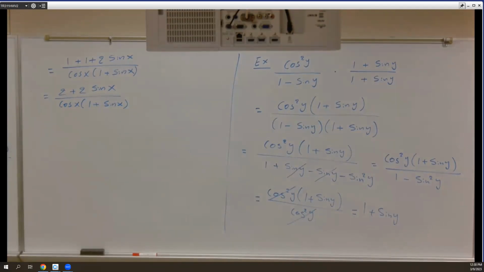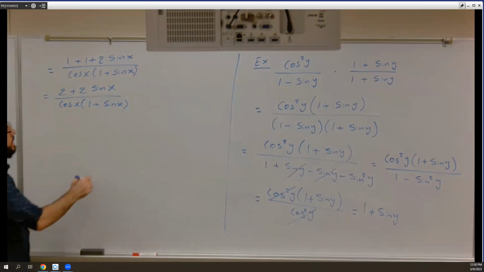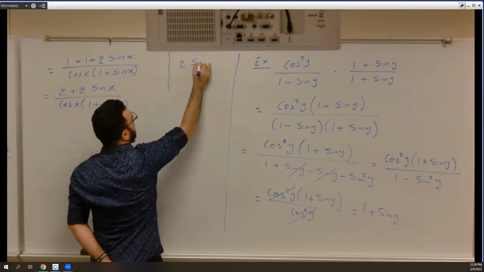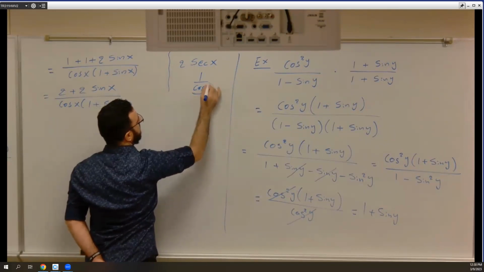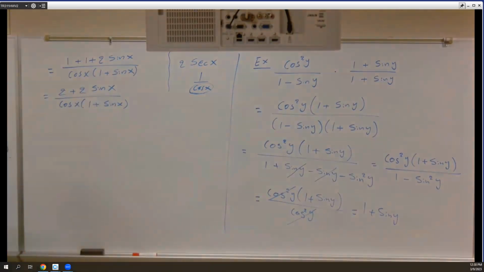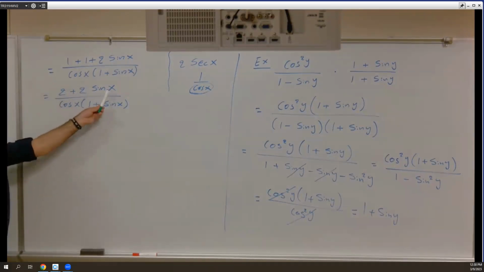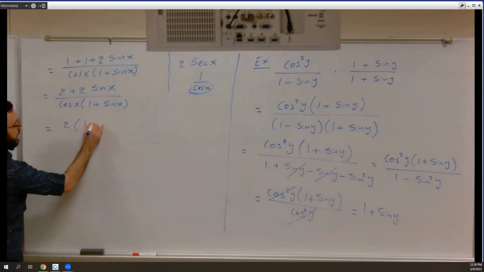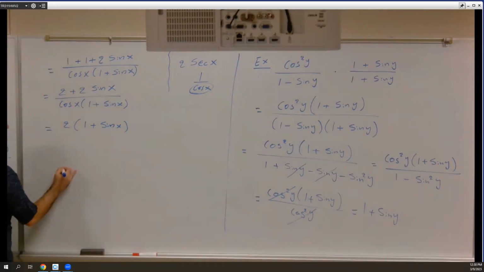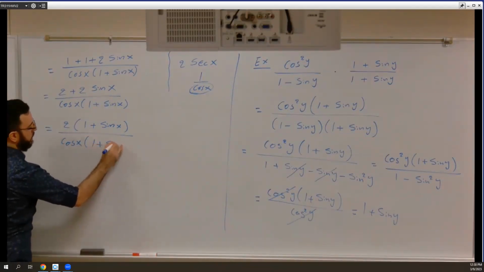Again, my goal is to get secant. My goal is to get 2 secant x. Secant, I already know it's 1 over cosine. So that means I have to keep this cosine. How am I going to cancel 1 plus sine x? Look at the top part. Is there a common factor between 2 and 2 sine x? Factor out the 2. Here is the 2. What's left? 1 plus sine x. Here is cosine x, 1 plus sine x.